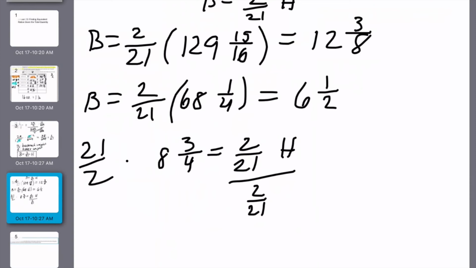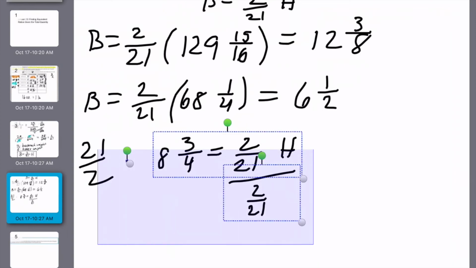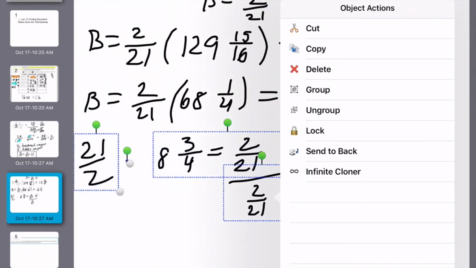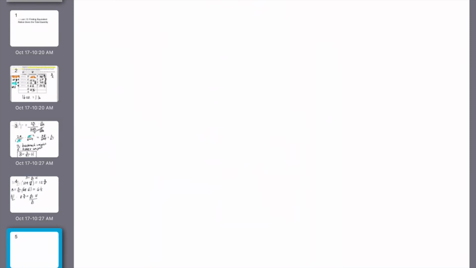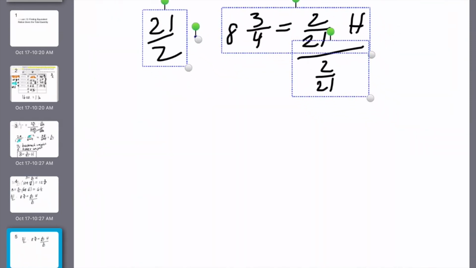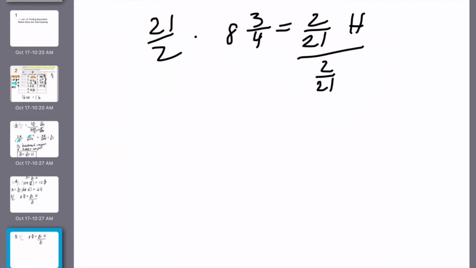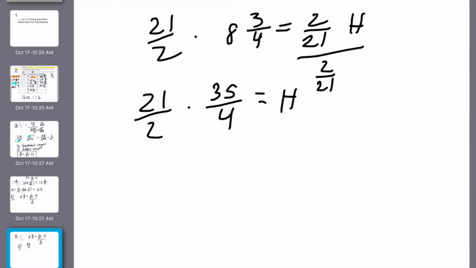Actually, I'm going to show you this work this time. I'm going to take this, copy it all, and we're going to add a slide and paste that in there so we can show it. Paste. I'm going to change 8 3/4 into an improper fraction. So I have 21 halves times 8 times 4 is 32, plus 3 is 35, so 35 over 4 equals the hiker weight.